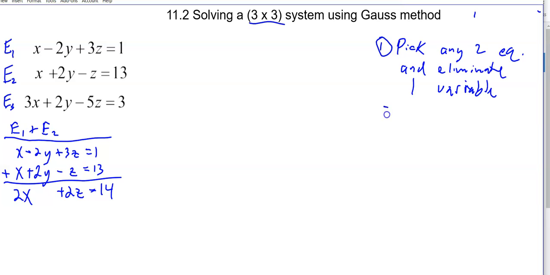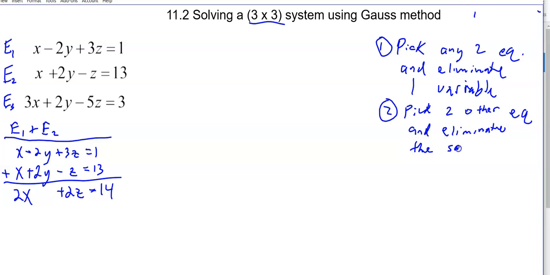Okay, so step two, pick two other equations. And what I mean by other equations here is any other combination. So I picked 1 and 2, so you could pick 2 and 3, or 1 and 3, and eliminate the same variable you did in the previous one. So we chose to eliminate y, the same variable. So I have to choose two other equations and eliminate the same variable. So I'm going to choose.